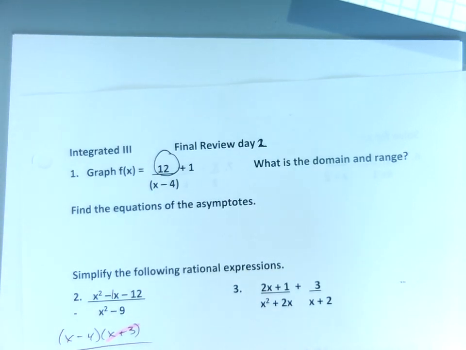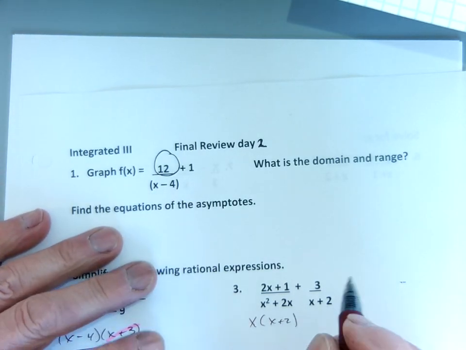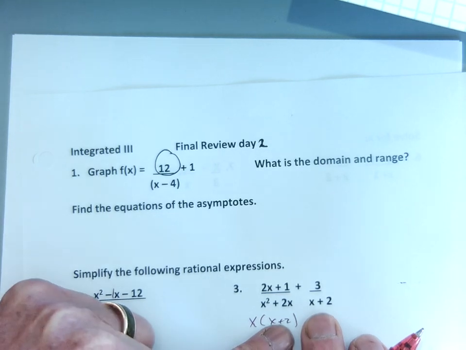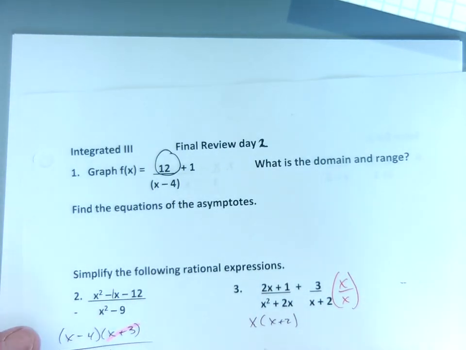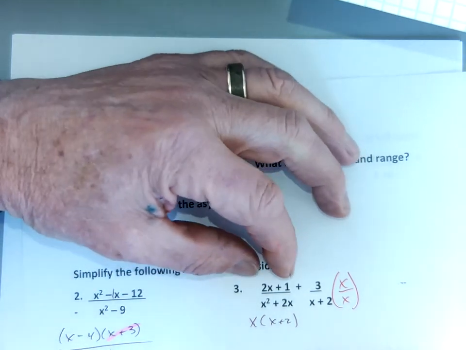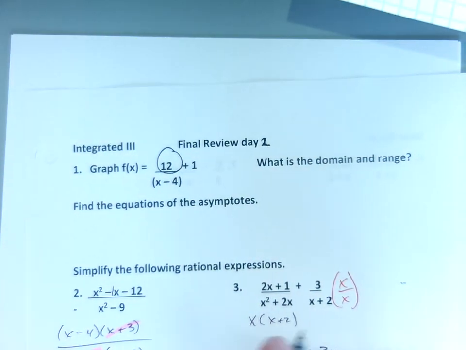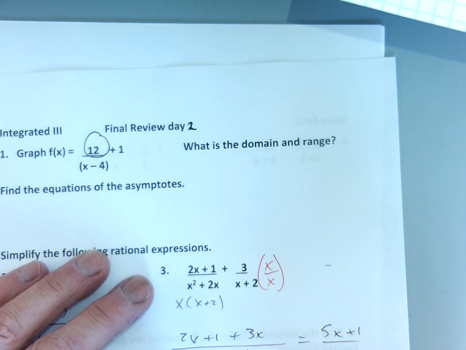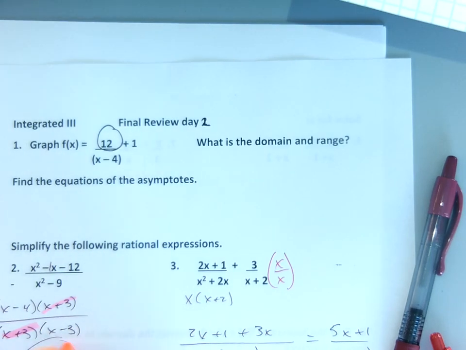Okay, good. 3, I need a common denominator, so I'm going to take out an x plus 2, and then what I need to do is make sure they have a common denominator. Well, if I look at this, both fractions have an x plus 2. The first fraction has an x, so I'm going to multiply the top and bottom of the second fraction by x over x, the rule of 1. So now my common denominator is going to be x times x plus 2. My numerator is going to be 2x plus 1 plus 3x. I can combine the terms on the numerator, and I have 5x plus 1 over x times x plus 2. If I could factor and cancel, I would, but I can't, so I am done. Okay, so there's my answers.